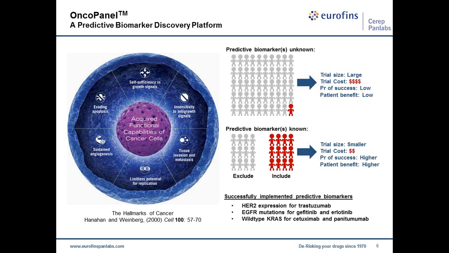So one example is using HER2 expression to predict response to the anti-HER2 antibody trastuzumab, EGFR mutations to predict response to the EGFR inhibitors gefitinib and erlotinib, and actually KRAS mutation to predict resistance to the anti-EGFR therapies cetuximab and panitumumab, so that patients enriched in these trials were wild type with respect to KRAS.